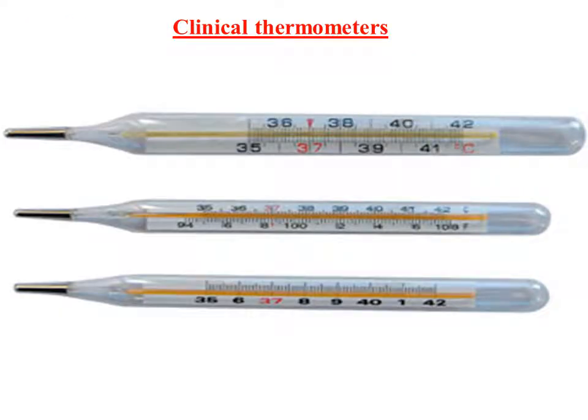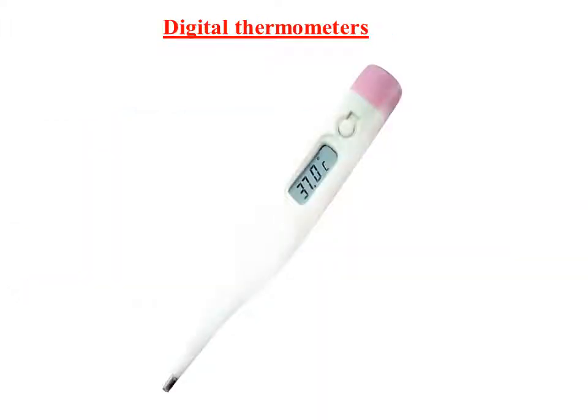Here is a picture of a clinical thermometer, in which the temperature of a normal, healthy human body is 37 degrees Celsius. Here is a picture of a digital thermometer, which is mostly used nowadays, in which the reading of the temperature is taken directly.